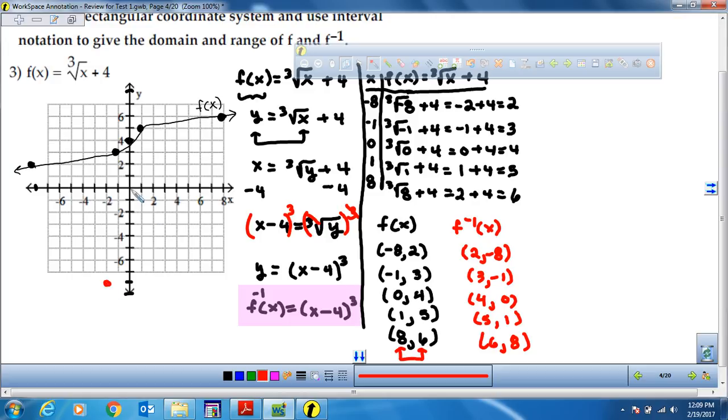Negative 2, negative 8 is going to be down here. I'm sorry, it's positive 2, negative 8, which is going to be down here. 3, negative 1 is going to be here.